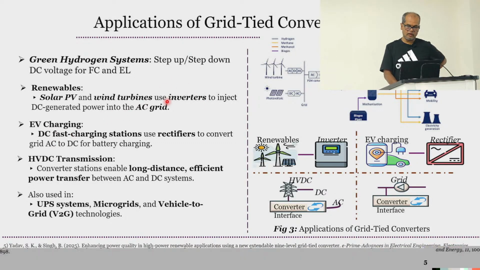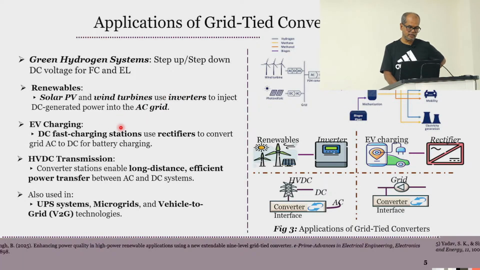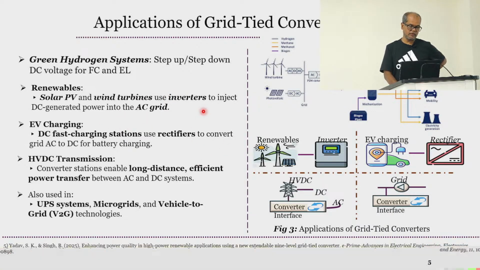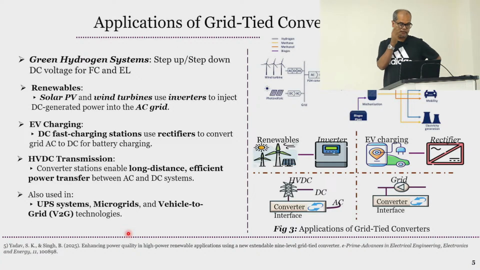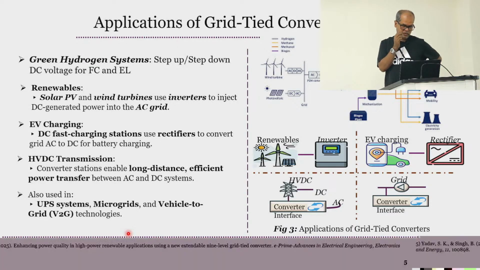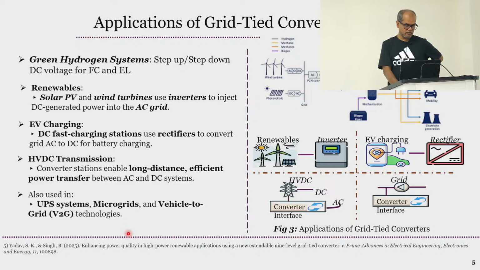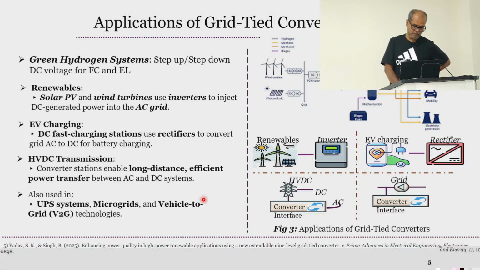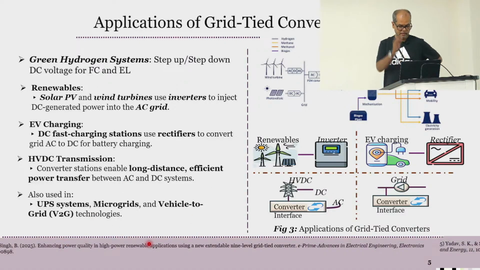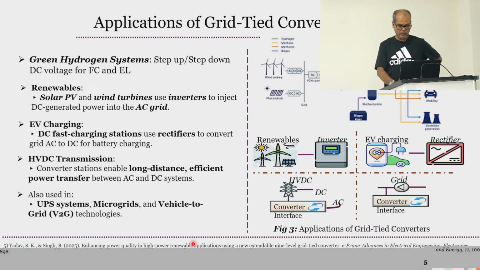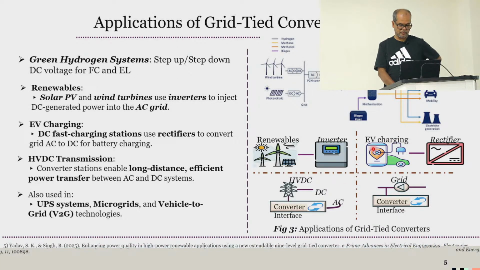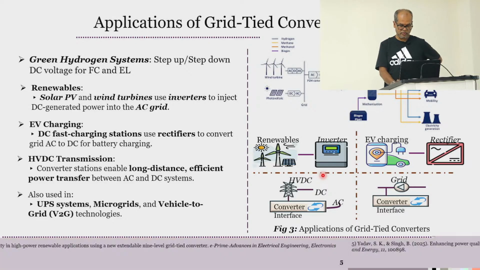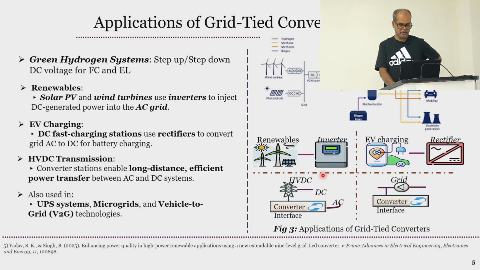And if you have DC fast charging in the system, that also uses a rectifier, and if you have high voltage DC, that also needs the conversion as well. And then it is also used in UPS, microgrid, or vehicle-to-grid technology. So in all of these cases, we have applications of the inverter and converter for grid connection.